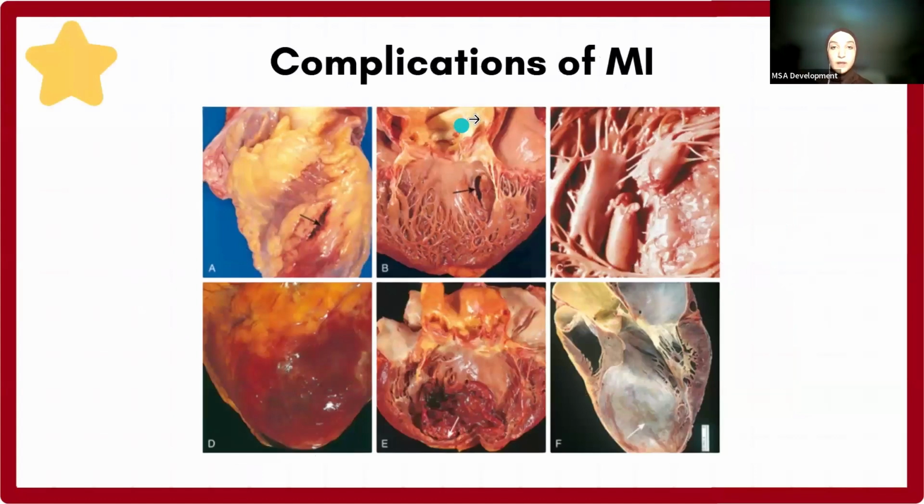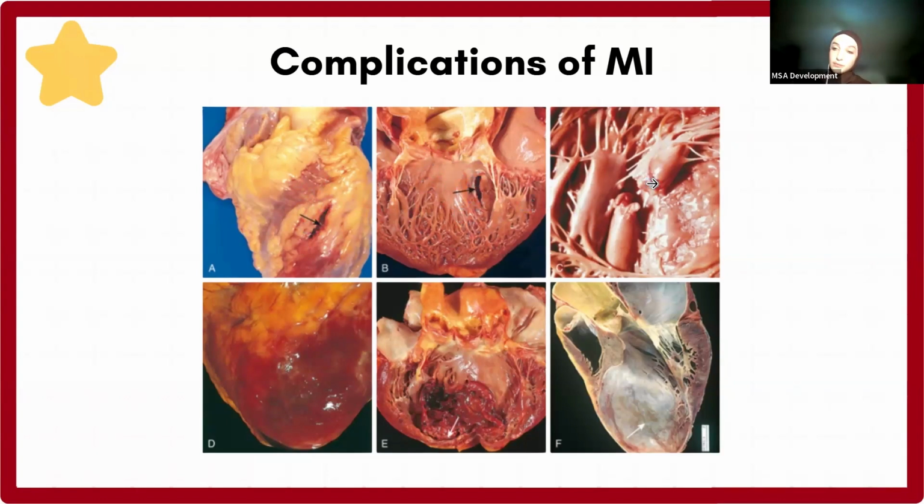Now, complications of MI is also a very, very important series of images that always shows up in OSPE. So starting with picture 1, what do we have here? We have a myocardial rupture. B is a ventricular rupture. Now you can argue both of them are ruptures in the ventricles, but just to have a difference, A is essentially myocardial rupture, and B is specifically in the ventricular wall.